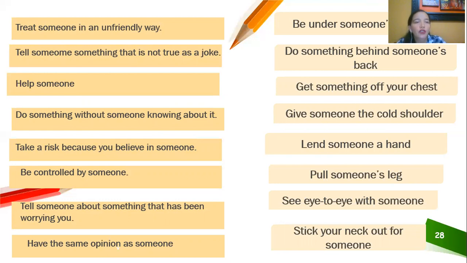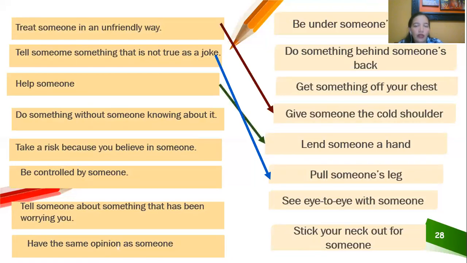So, to treat someone in an unfriendly way is to give someone the cold shoulder. To tell someone something that is not true as a joke is to pull someone's leg. To help someone is to lend someone a hand. To do something without someone knowing about it is to do something behind someone's back.